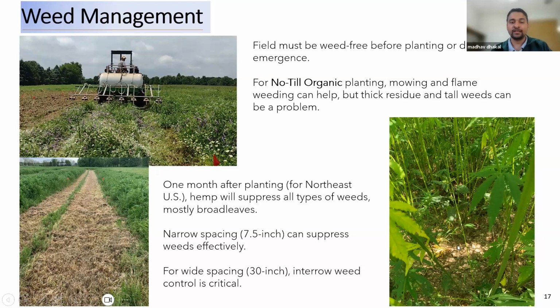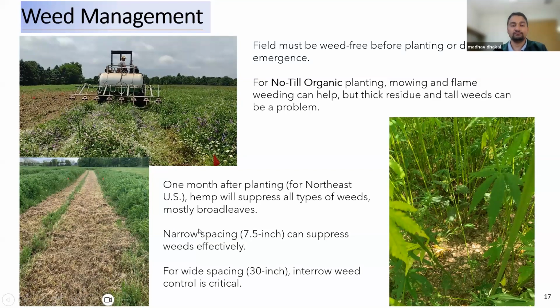It's very weed free. So that means it's not only about controlling the weed during the hemp season, but you are also depleting the weed seed bank for the next cropping season. That means the crop that follows the hemp can benefit from the depleted or reduced seed bank because of the hemp.